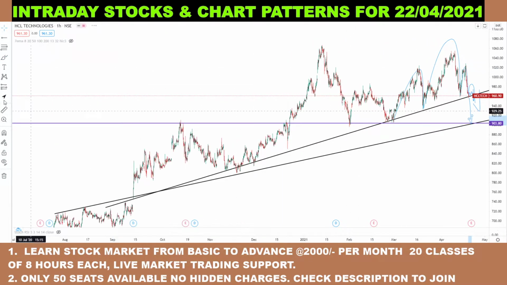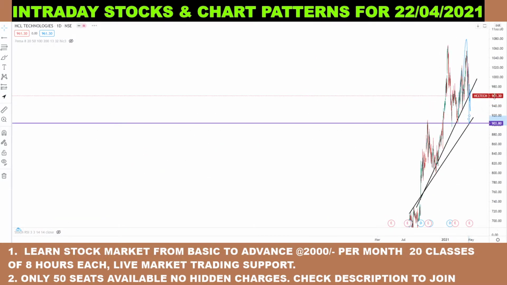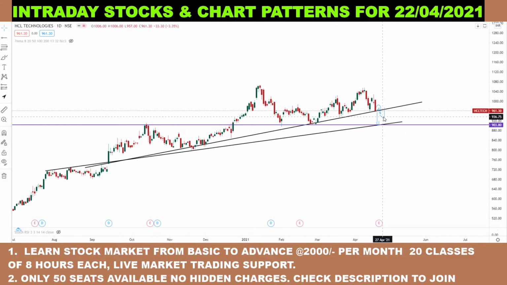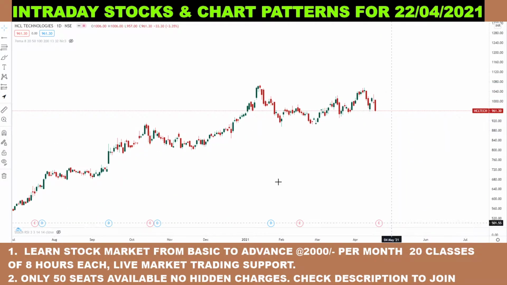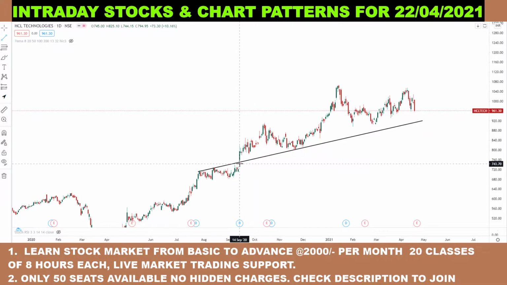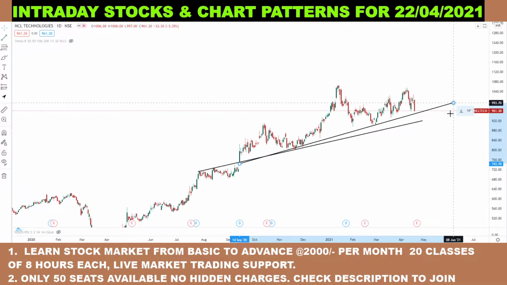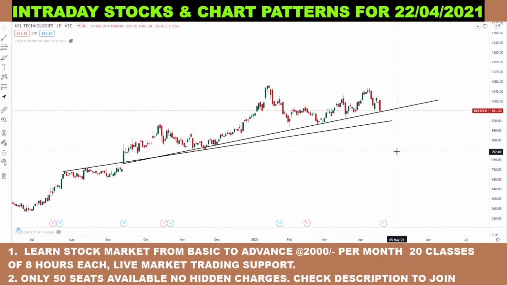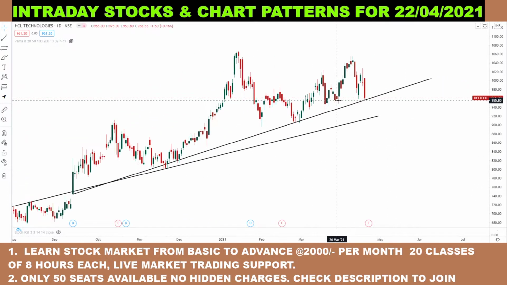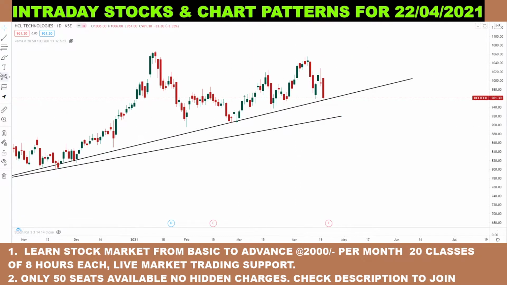So if you watch this stock in the daily time frame, you will also find that this stock is making this level as its support, and this level also is acting as a support for this stock. See this level, and the stock is currently holding this level. As soon as the stock goes below this level, the stock tomorrow may become sideways around this region.